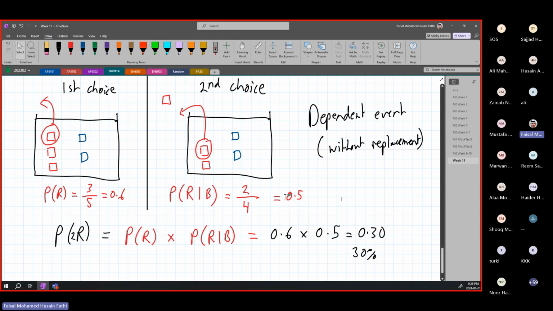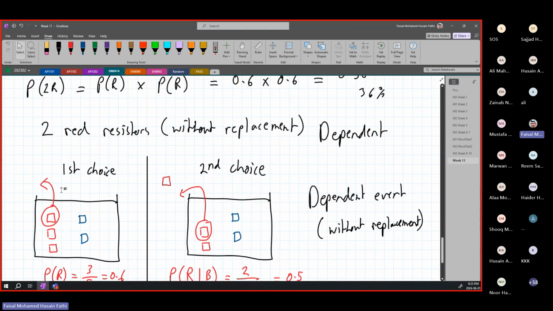As you can see here, it was 0.6 or 60%, and it became 0.5 or 50%. This is what is meant by a dependent event, and this is what is meant by a conditional probability: a probability that is dependent on, or affected by, another event. Okay?